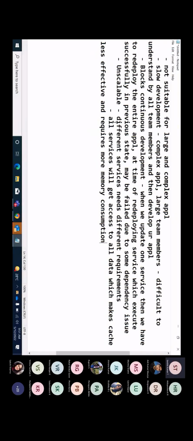So what happens over here? The same higher configuration has to be given to the customer service, product service, as well as the cart service, which is not needed. So obviously the cost of your application is going to be more. And the second thing: since all the services get access to all the data, your caching operation will be less effective and it is going to require more memory consumption. That is also one of the drawbacks of monolithic architecture.